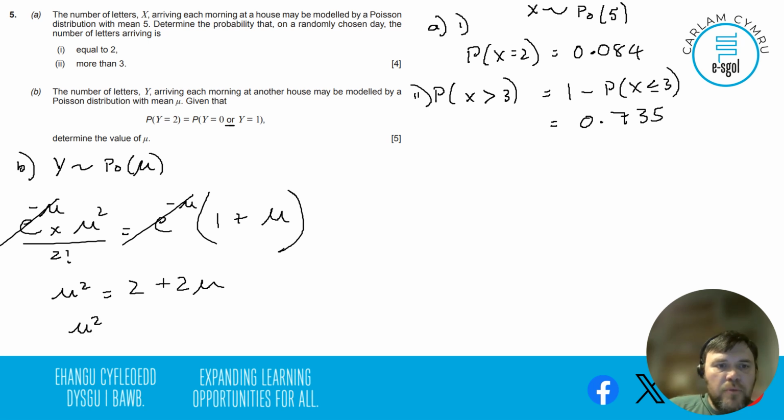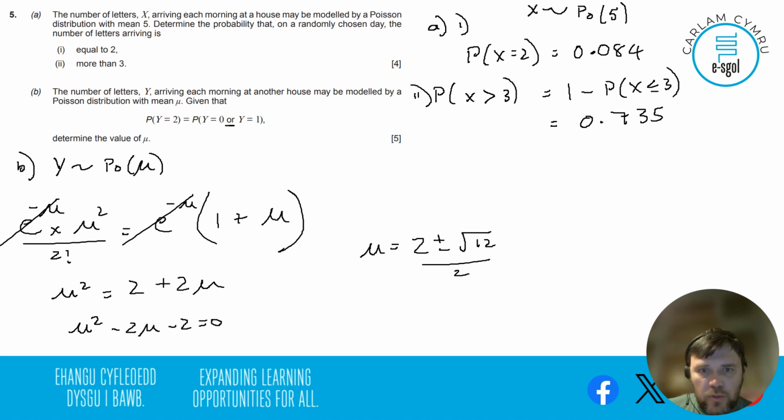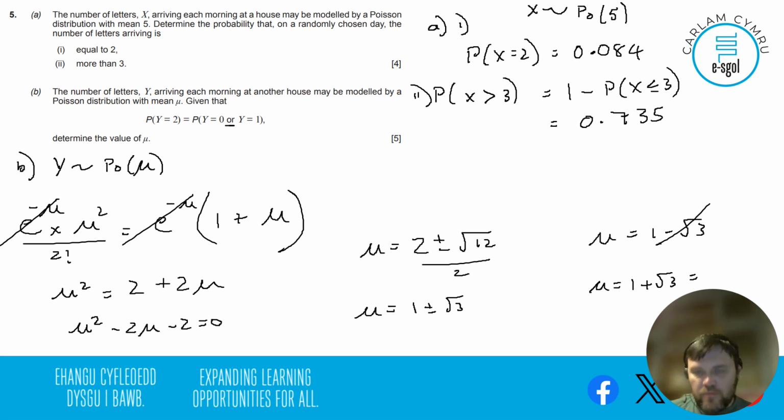So then we have mu squared minus 2 mu minus 2 equal to 0. And using the quadratic formula, I would expect to see mu equals 2 plus or minus the square root of 12 over 2. So mu is equal to 1 plus or minus root 3. 1 minus root 3 is a negative number, no good. So mu is equal to 1 plus root 3, which gives an answer of 2.73.